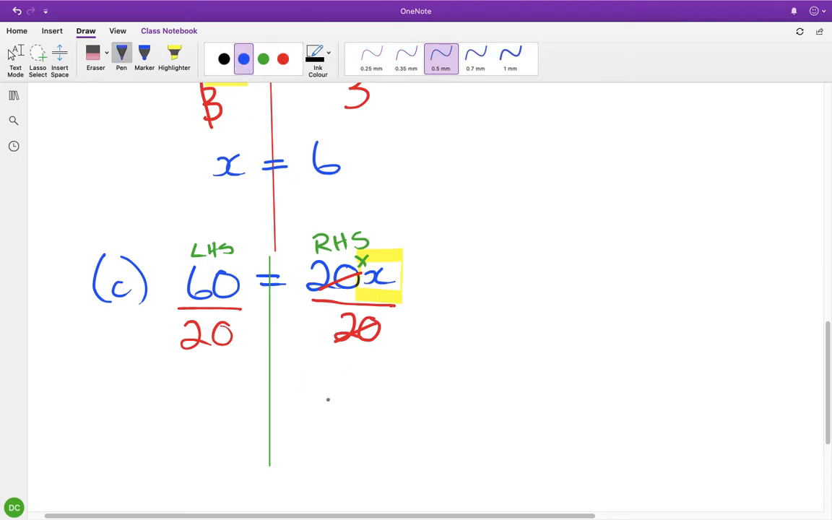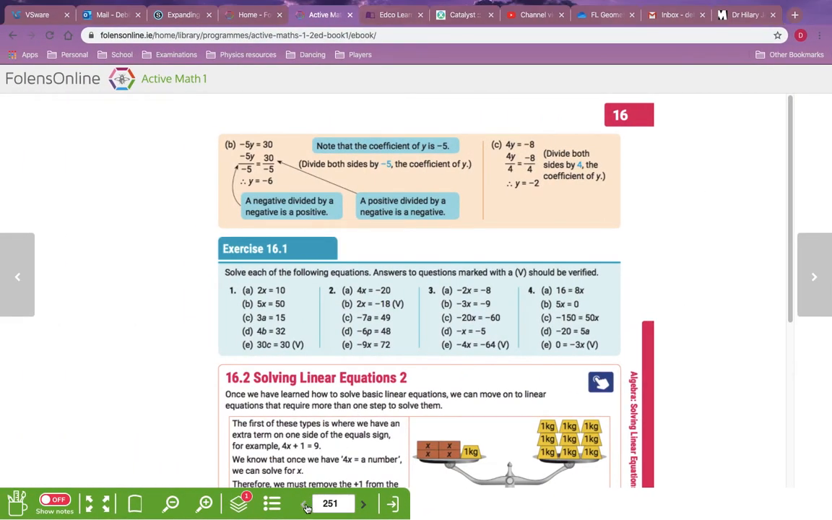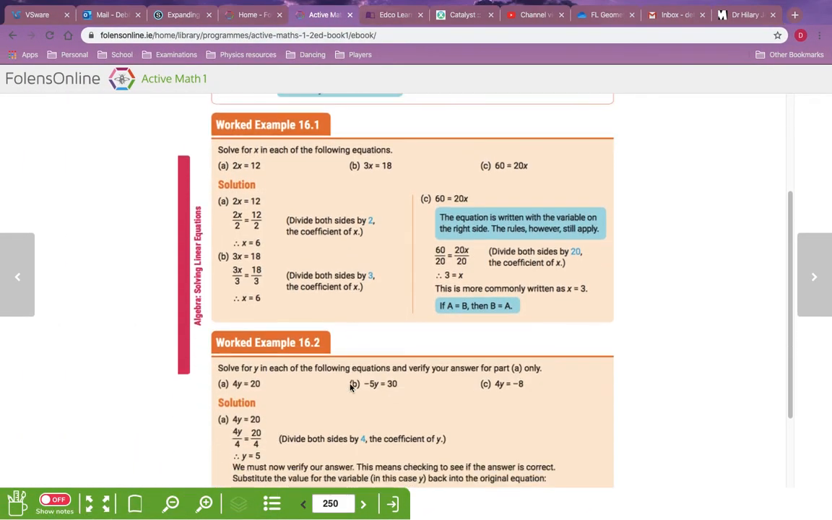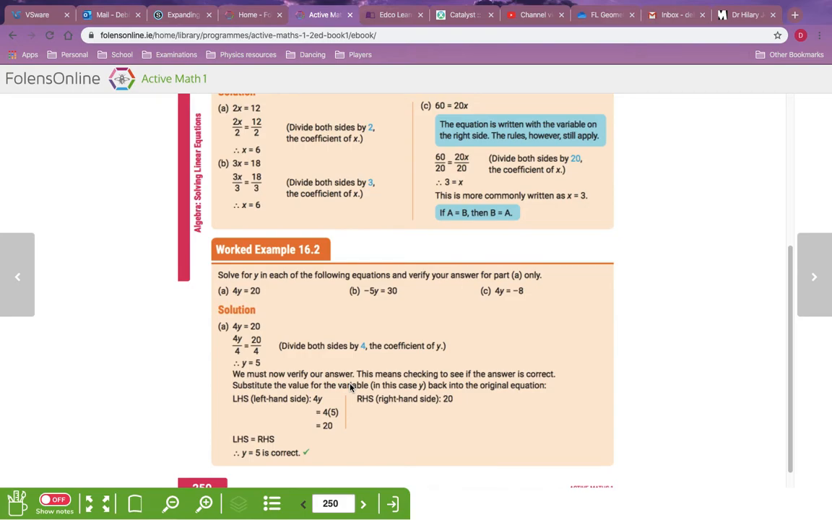So over here, the 20's are gone, which means I'm left with the x, and it's isolated, which is what I wanted. And 60 divided by 20 is 3. So x is 3, or 3 is x, doesn't matter. Okay, and so I will try just 1 or 2 more.